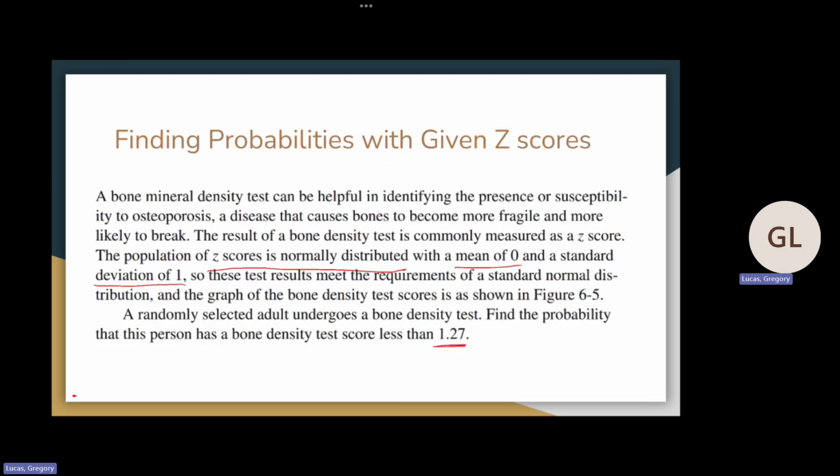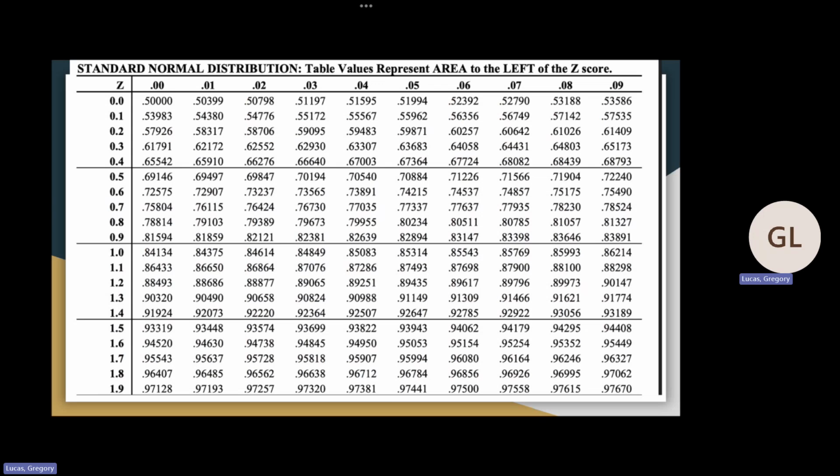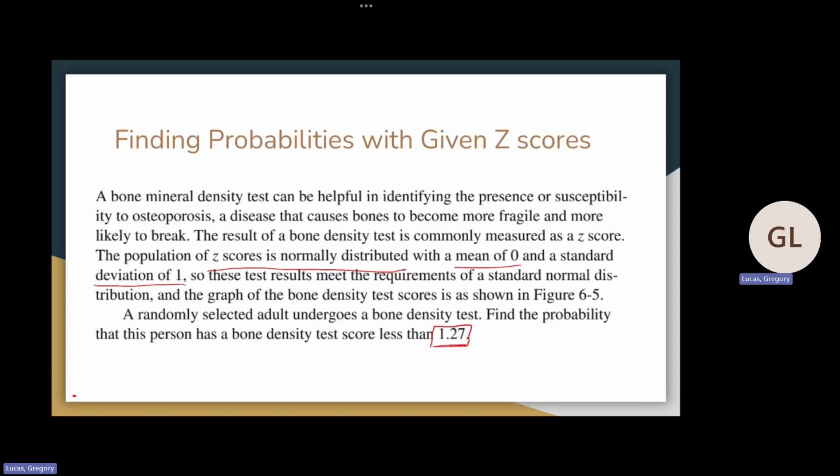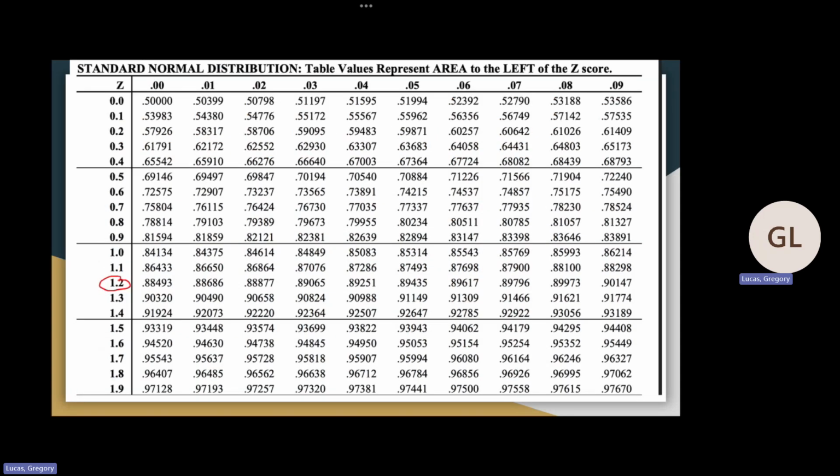So going back to the question, we want 1.27. So we're able to read our z-score table. We want 1.2. Those are our first two digits, right, in 1.27. And then we want our 100th digit, which is 0.07. And then we line it up. We line it up. And we can now see our probability. So our probability would be 0.89796.